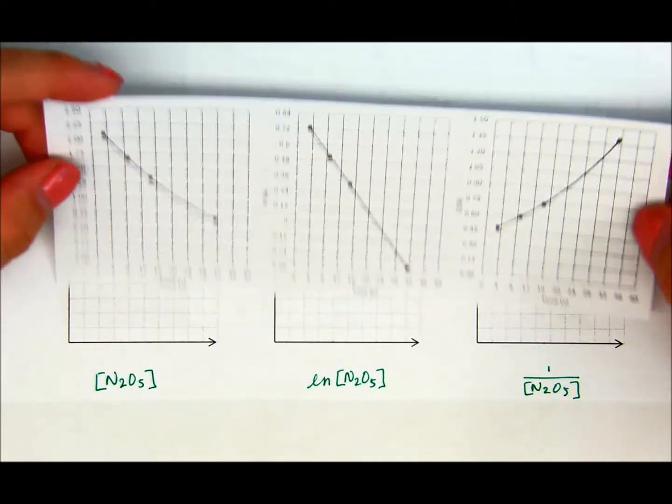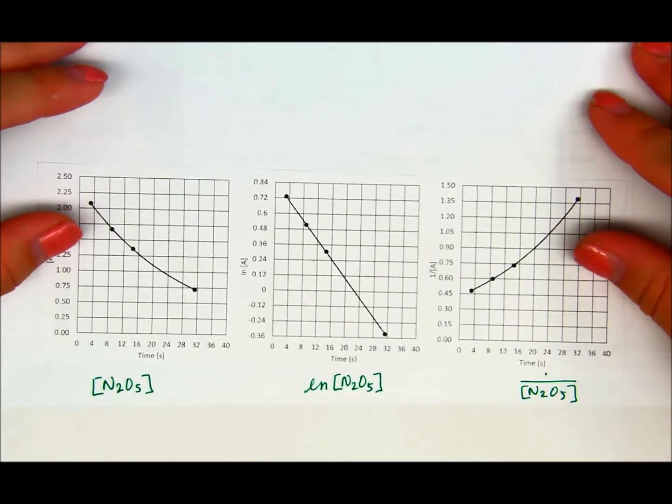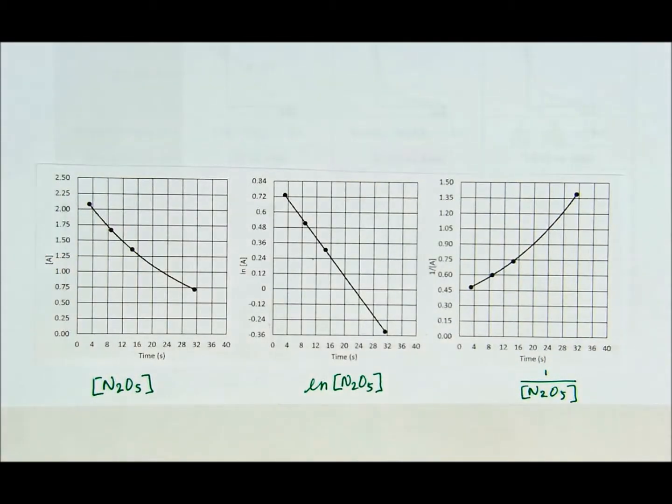Okay, after plotting the data, this is what I got. I just went ahead and plotted it on a computer and printed it. You can do the same thing, or you can just plot by hand. And we can see here that we have 2 curved lines and 1 straight line. Right off the bat, we can tell that this line right here is straight, and these 2 are curved.